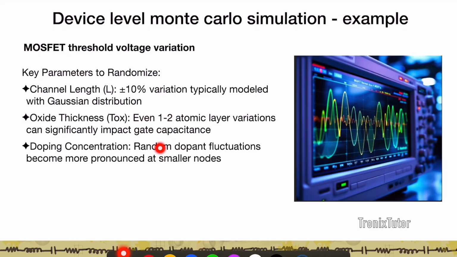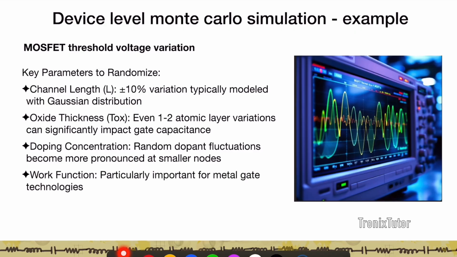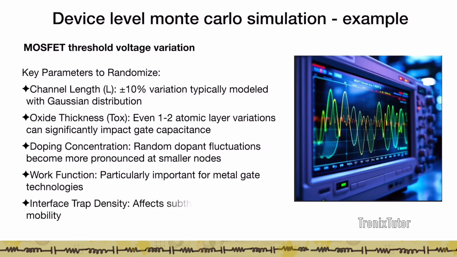As I mentioned before, random dopant fluctuations in the channel region of the MOSFET can change the VT of the device. Especially if you look at metal gate technologies, the variation of the work function, depending on the crystallinity of the metal gate, can cause a further variation in the work function and eventually the threshold voltage.